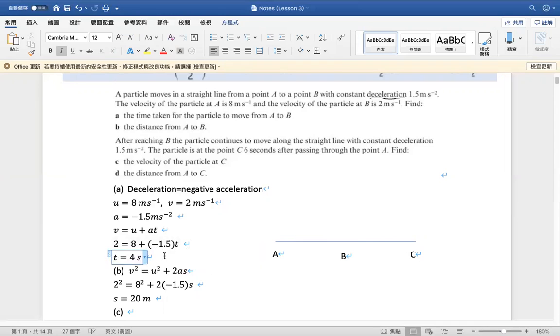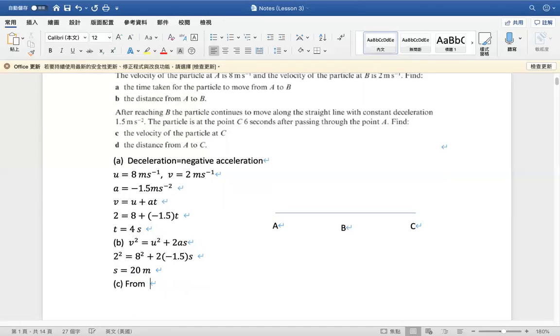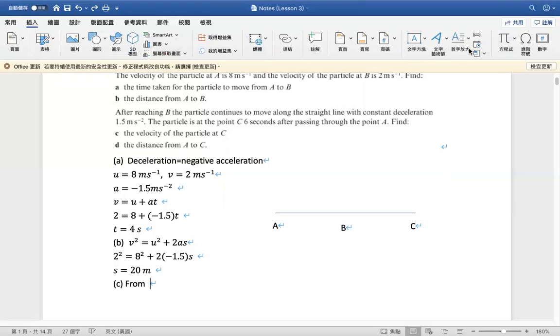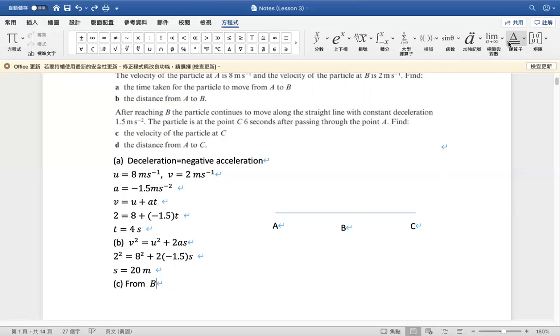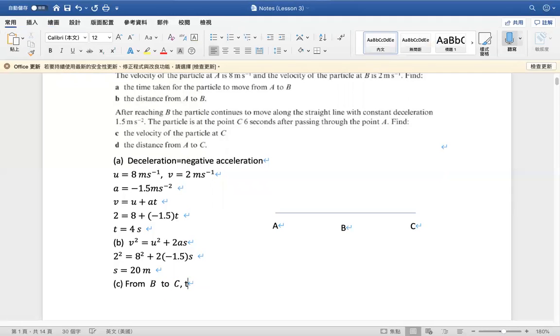Because once you have the time from A to B, and because this time is from A to C, you'll be able to find the time from B to C, right? So from B to C, the time is 6 minus 4, which is 2 seconds. Okay, so you've got to draw a picture because sometimes these complicated situations are a little confusing.